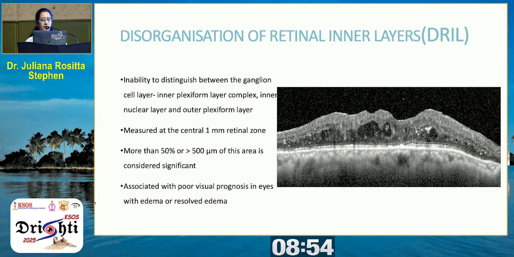First biomarker is DRIL, or disorganization of retinal inner layers. It is the inability to distinguish between the ganglion cell layer and inner plexiform layer complex and inner nuclear layer and outer plexiform layer complex. It is measured at the central 1 millimeter retinal zone. DRIL is defined as the inability to distinguish at an area of more than 50% or more than 500 microns, which is considered significant, and it is associated with poor visual prognosis in eyes with edema or resolved edema.